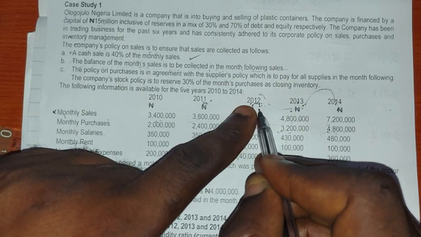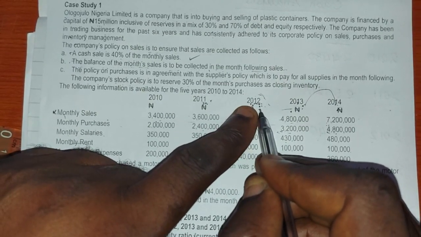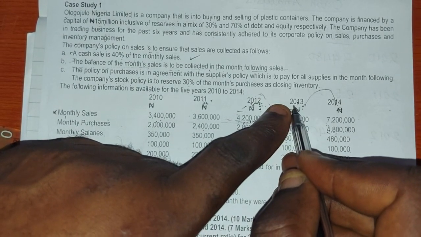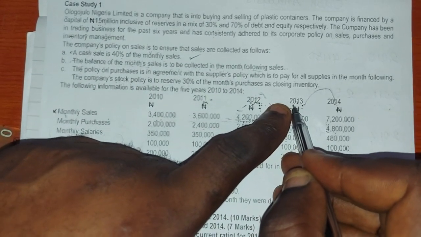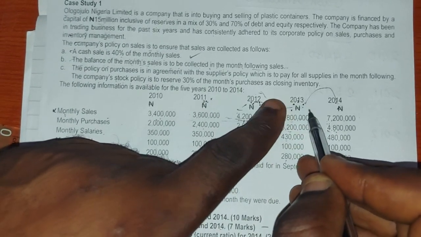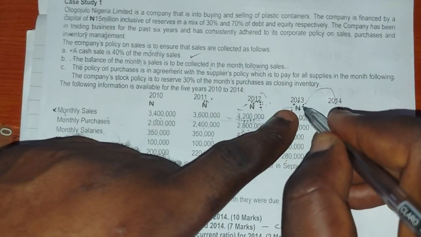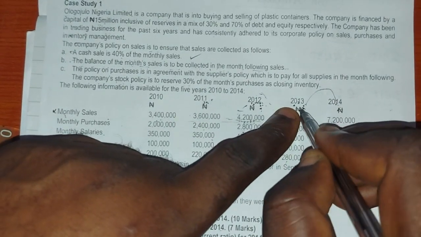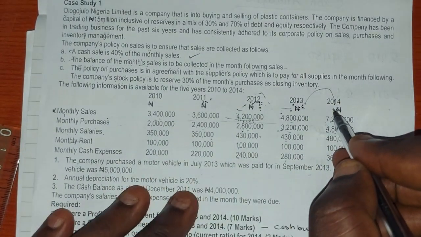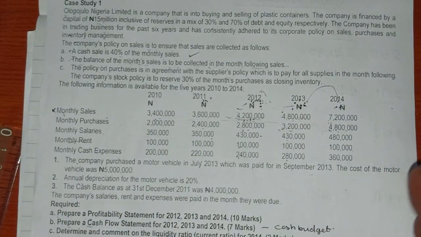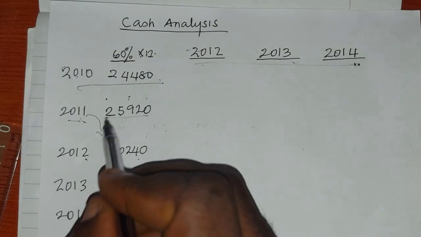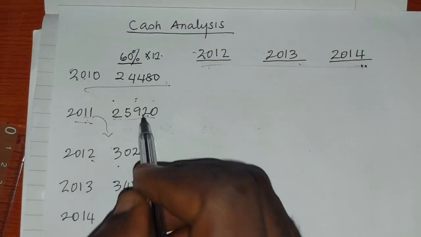So when it gets to December 2012, that monthly sales will be collected in the month, that's January 2013. So from January to November 2013 will be collected this year, that 2013. But the one of December 2013 will be collected in 2014, and so on and so forth. Okay, so from the analysis, we'll start from 2012.